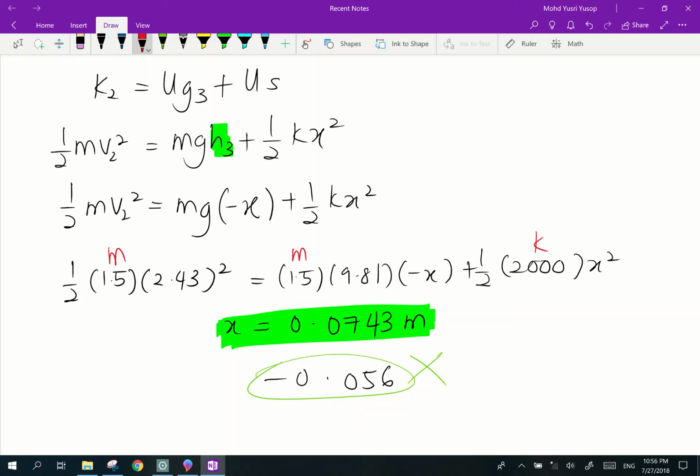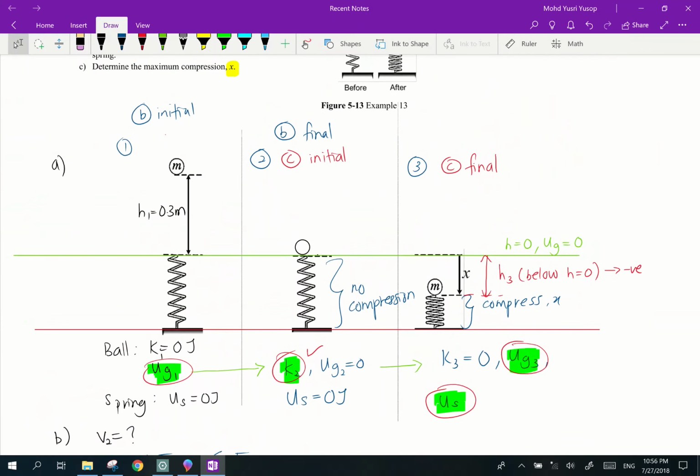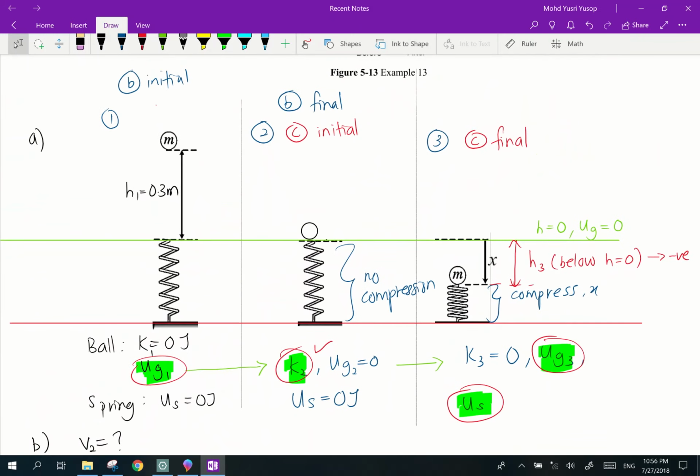Okay, so itu sahaja untuk video kali ini, yang mana saya membincangkan conservation of energy bagi dua sistem. Yang ini ada spring dan juga ada bola. Saya harap kamu lukis balik diagram yang ada sekarang ni pada skrin. Lukis semula, define balik height 0, height 3, identify balik energy pada setiap gambar. Baru pelajar semua dapat solve soalan berkaitan dengan principle of conservation of energy.